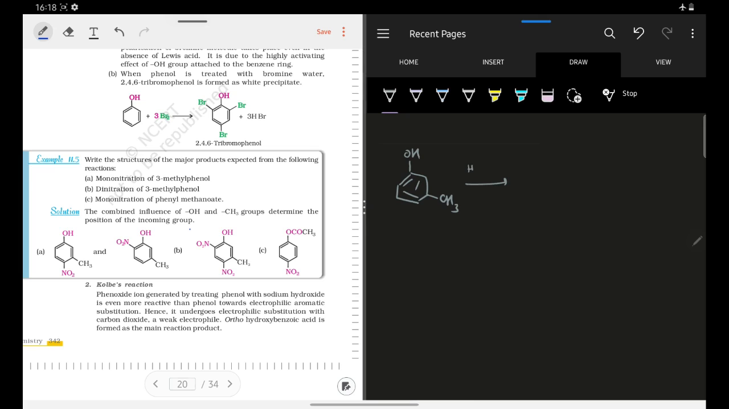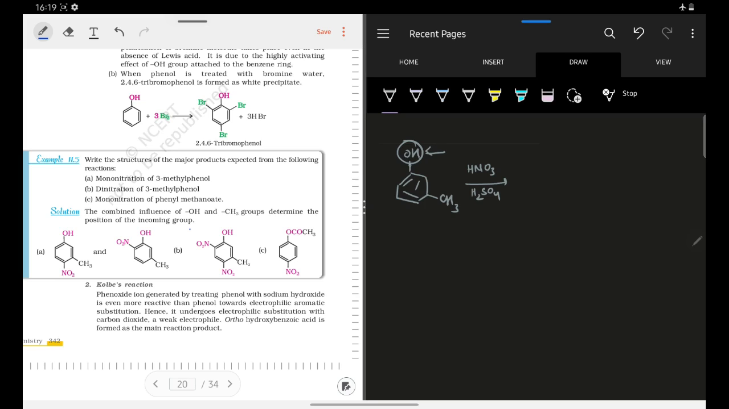Mononitration can be done in the presence of HNO3 and H2SO4. We know that when more than one substituent is attached on the benzene ring, the orientation of the incoming group is decided with respect to the more electron donating group. We know that OH is a more electron donating group as compared to CH3. How? Because OH donates electrons through resonance effect, whereas CH3 donates electrons through hyperconjugation effect. So here this OH group will decide where the NO2 will attach.